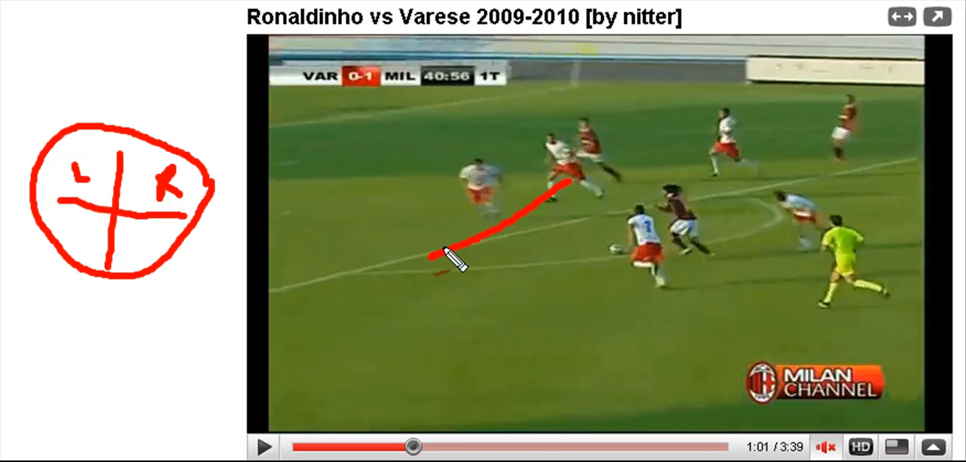Now, everyone is going wide. And you will see this in your game. It's called drifting or grouping. Ronaldinho could take a shot and hope to get a deflection and goal, but he doesn't want that. He wants a sure goal. So he cuts it back to the right and puts it on his right foot.